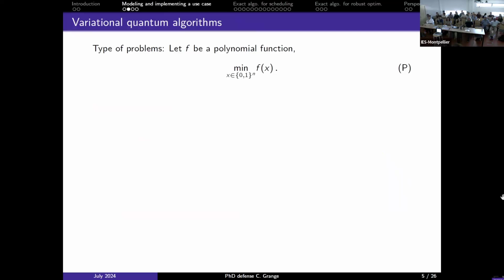So the first thing when we have a class of algorithm that we wonder is what kind of problems can we tackle with these algorithms? And the answer for variational quantum algorithms is that we can tackle problems and constraints with a function, the objective function, which is polynomial, and where the variables are binary variables.